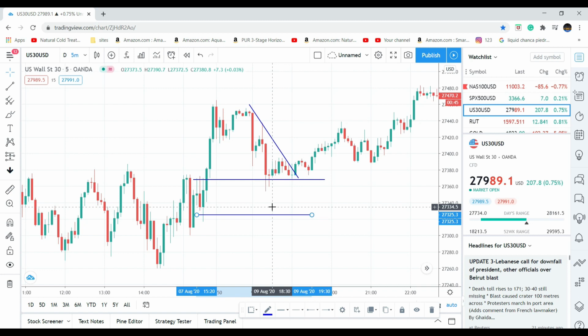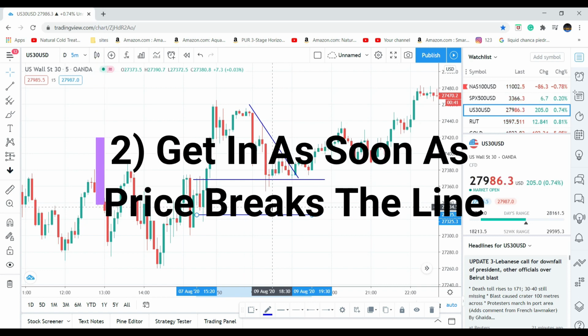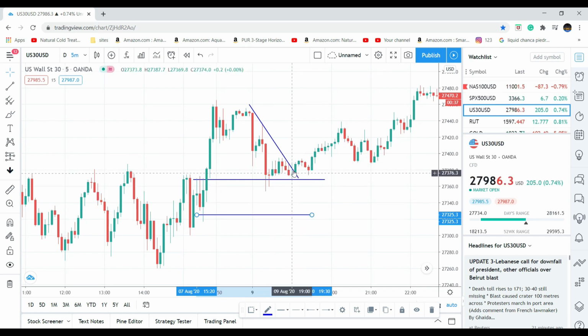So the second way to get in using a trend line break is, as soon as the trend line breaks, as soon as price breaks that trend line, boom, you get in the market. So as soon as you see price breaks this trend line right here, guys, boom, you're in the market, and you're basically waiting for the market to go up. So that's the second way.